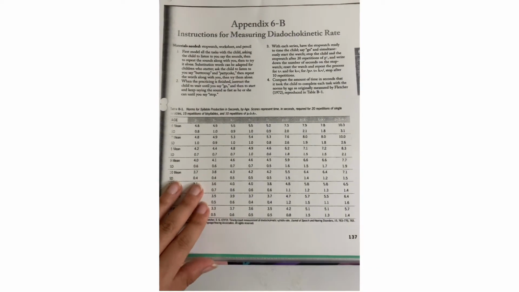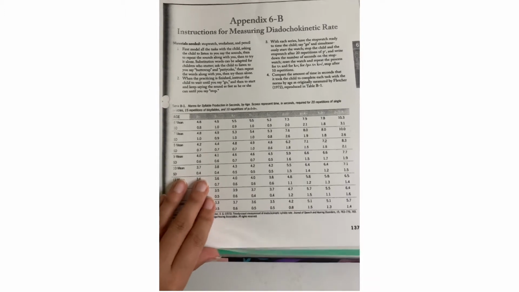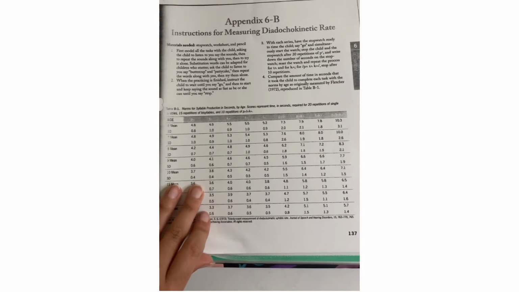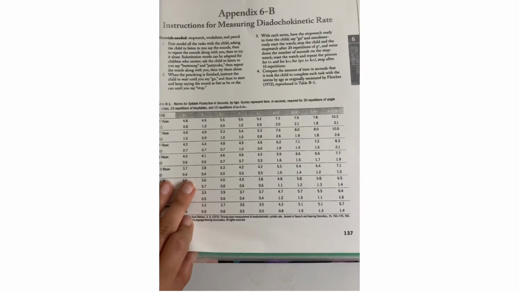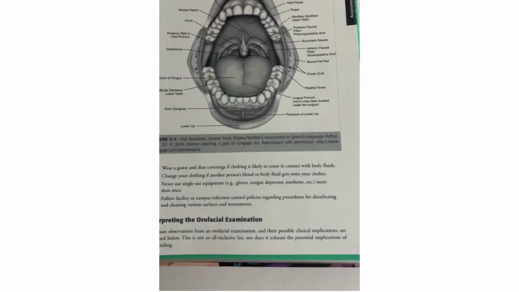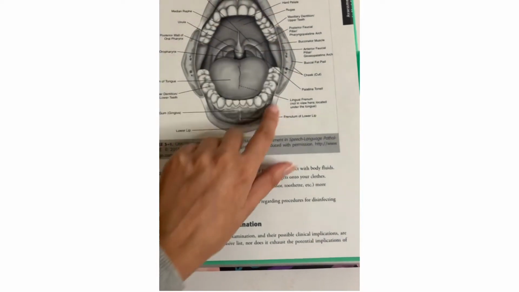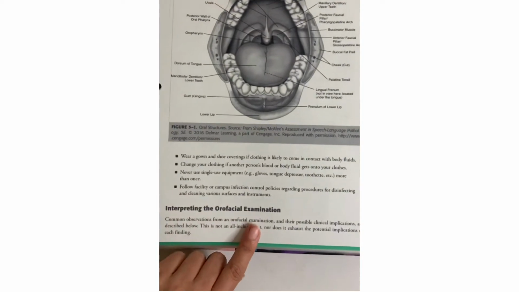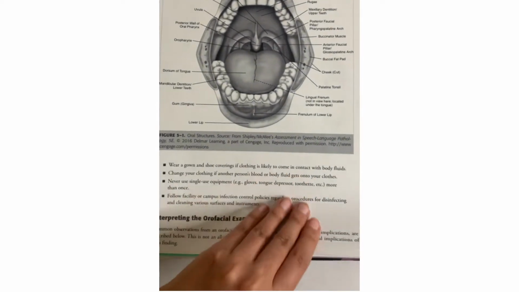Here we have the Appendix 6B instructions for measuring diadochokinetic rate. It's from Stein-Rubin. Here is an oral cavity. Great for clinic.